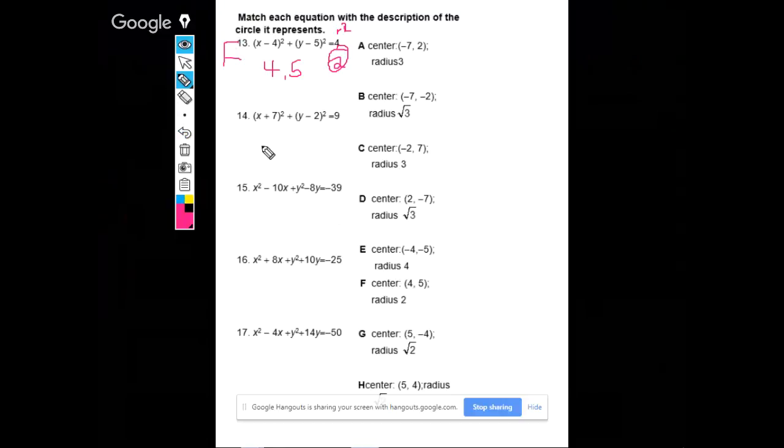Okay. Christian just said 14 is A. He's correct. Positive becomes negative. Negative becomes positive. And the square root of 9 is 3. So 14 is A.